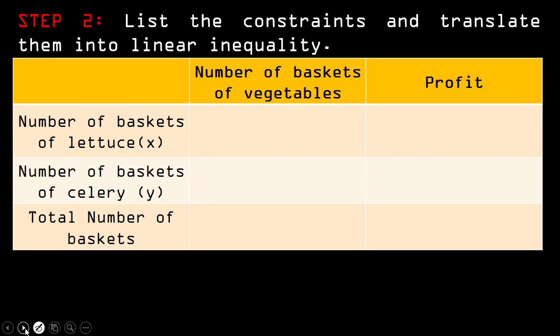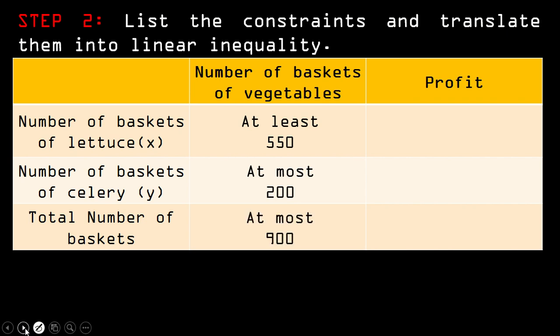again, we need to identify the constraints. So based on the given situation, we have the limitations for the number of baskets for the lettuce and the celery. So from the problem, the number of baskets of lettuce should be at least 550. And the number of baskets of celery should be at most 200. And then for the total number of baskets, the limitation is at most 900.